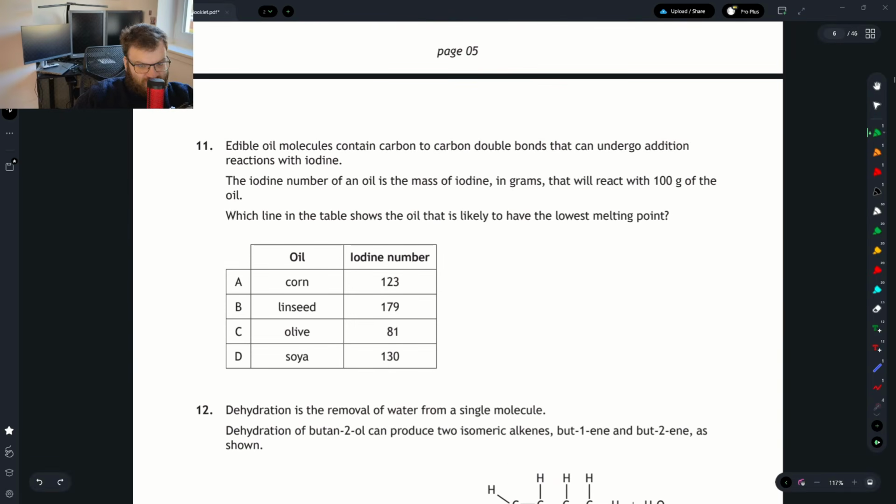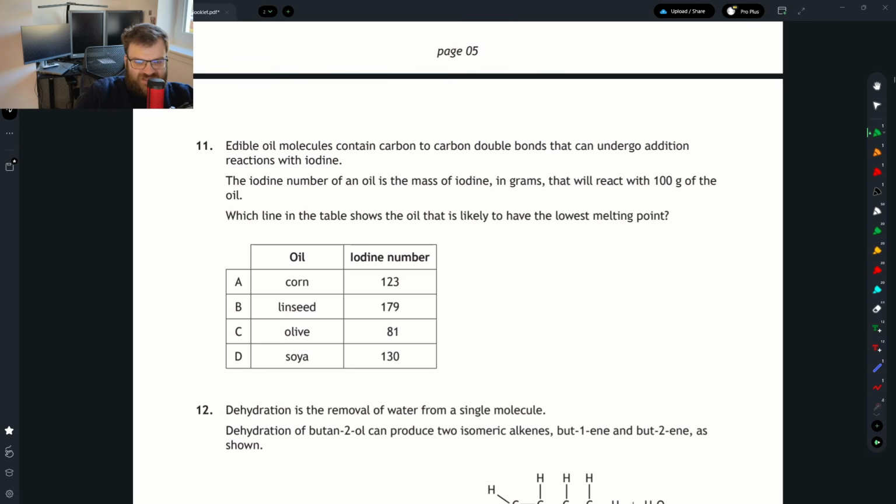On to the next one. We're dealing with the iodine number of an oil. The mass of iodine that can react with 100 grams of oil. And it's through carbon-to-carbon double bonds. It says at the top that carbon-to-carbon double bonds can undergo addition reactions with iodine.